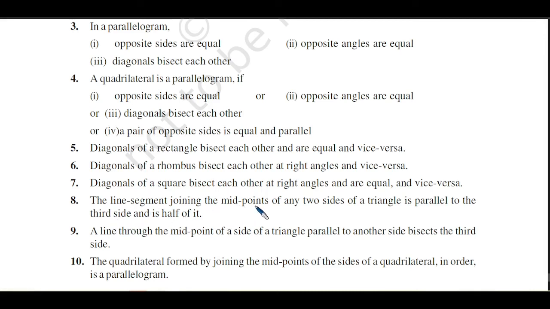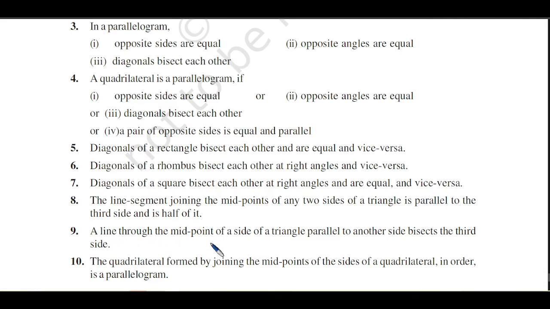The line segment joining the midpoints of any two sides of a triangle is parallel to the third side and is half of it. We have proved it today. If you connect the midpoint of one side of a triangle to the midpoint of the second side, the third side will be parallel. You try to do it in all orientations. Take a graph paper and kindly practice it so that you will not forget.